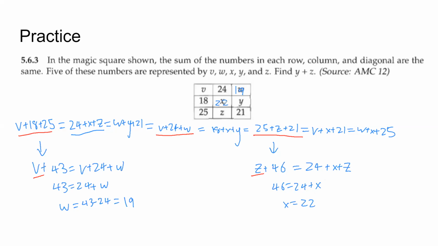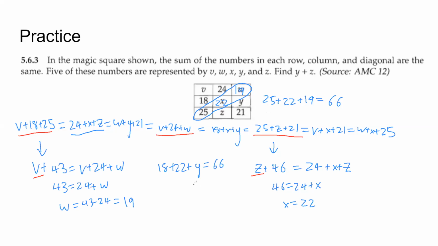So now, if you look, we have a diagonal here. We have 25 plus 22 plus 19 is equal to 66. So 66 is our magic number here. Then we can also find y, because one of the rows is 18 plus 22 plus y. So y has to be 66 minus 40.